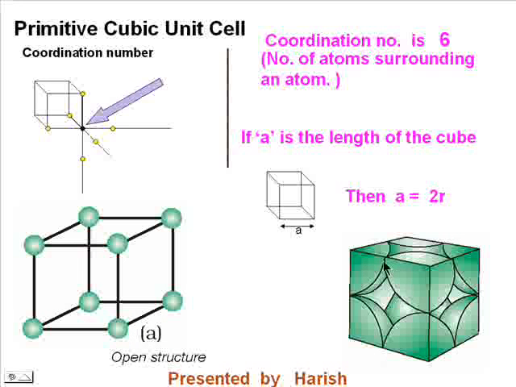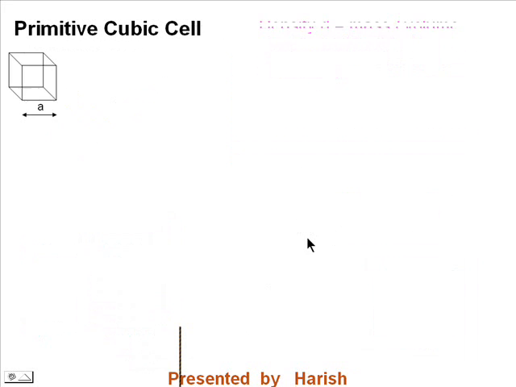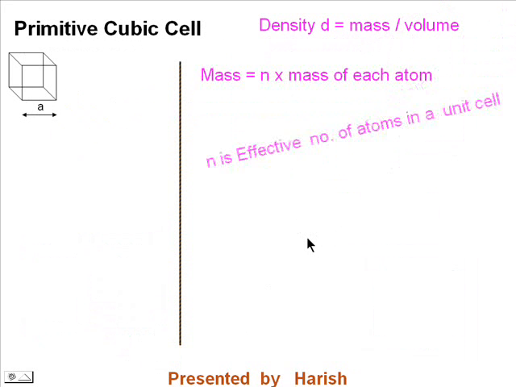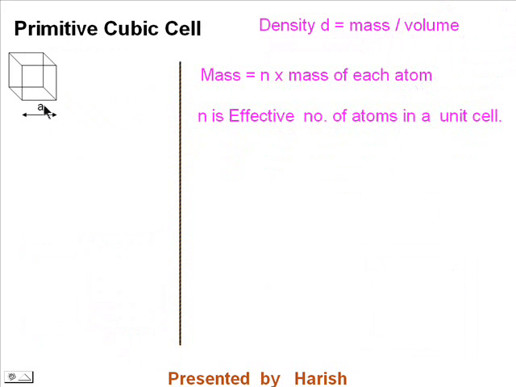You can clearly see this here. If that is the case, then A is equal to 2r. So okay, let's talk about this density. Density is mass by volume. Density of this particular crystal is same as density of the unit cell.